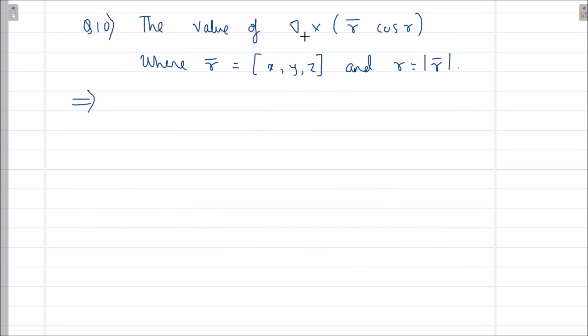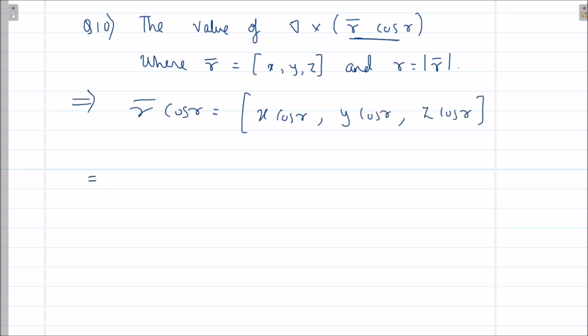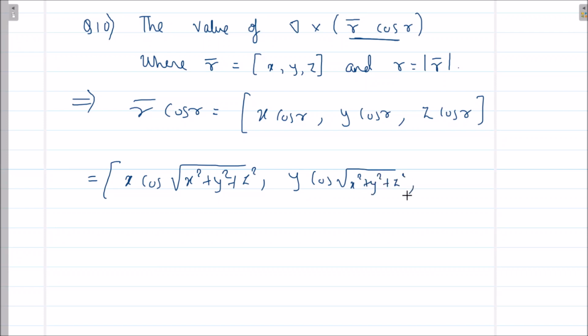You have to find the value of curl of this vector field. So what is r bar? R bar cos of r. What is r bar? X, y, z. So x cos r, y cos r, z cosine of r. What is r? It is mod of r. So this is x cos of square root of x square plus y square plus z square, y cosine of again square root of x square plus y square plus z square, and z into cosine of square root. And now I have to find nabla cross. That means I want to find the curl of this vector field.